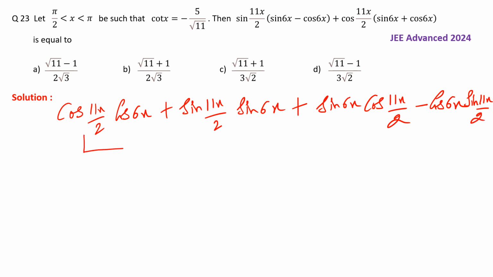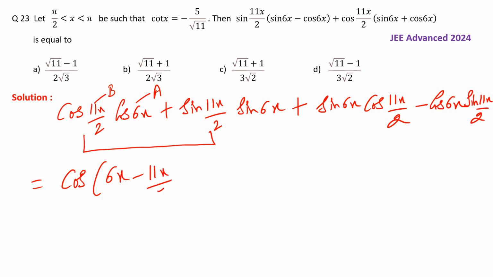Because if I look at the first two terms, then they are clearly forming an identity cos A into cos B plus sine A into sine B. If I take 6x as A and this 11x by 2 as B, then this expression now becomes cos A cos B plus sine A sine B, which is nothing but cos of A minus B. So it becomes cos of 6x minus 11x by 2, right?